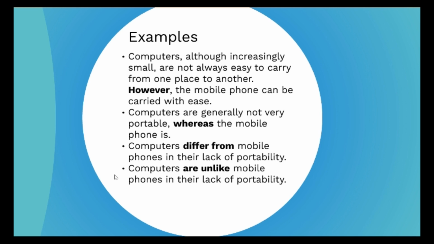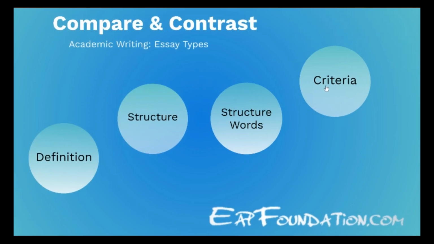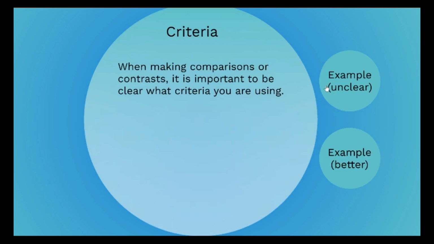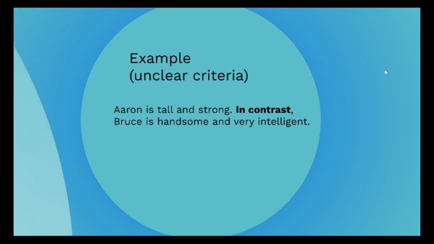Finally, let's look at criteria for comparison or contrast. When making comparisons or contrast, it's important to be clear what criteria you are using. Study the following example, which contrasts two people. Here the criteria are unclear. Aaron is tall and strong. In contrast, Bruce is handsome and very intelligent.